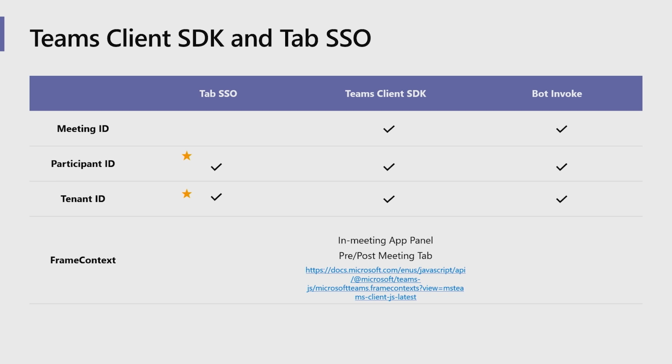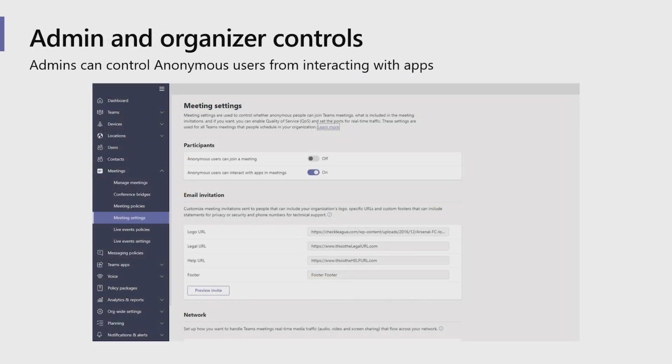For example, I could have invoked the app from the meeting window, or I could have invoked the app from pre and post meeting surfaces. A developer should know this in order to cater the right experience for the user based on the frame context that they have. Again, refer to the documentation for this.